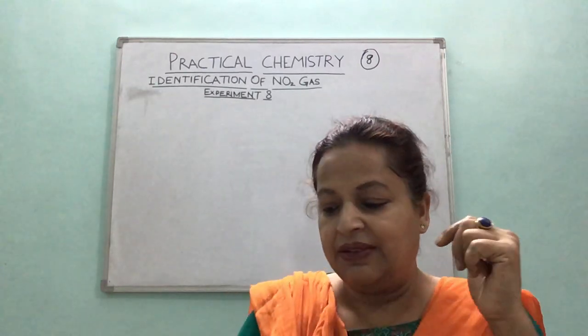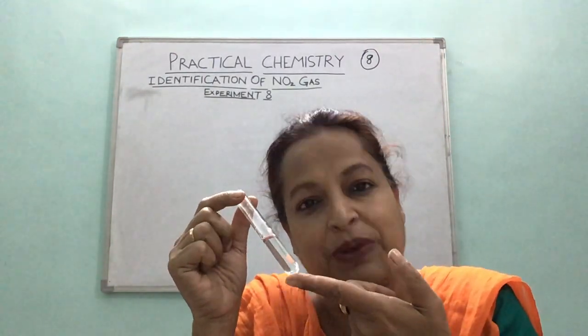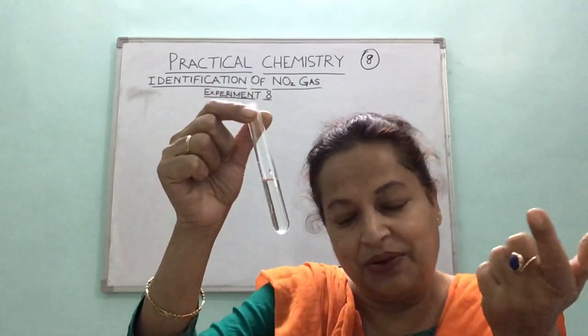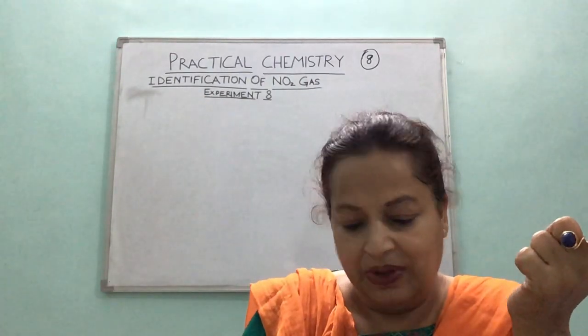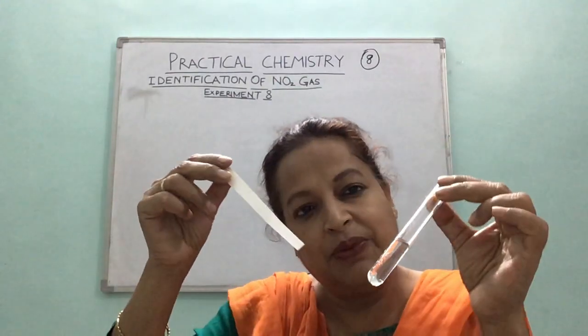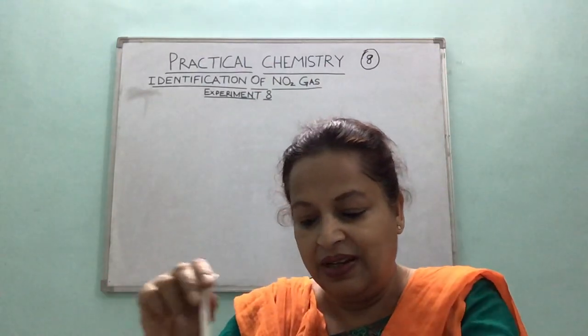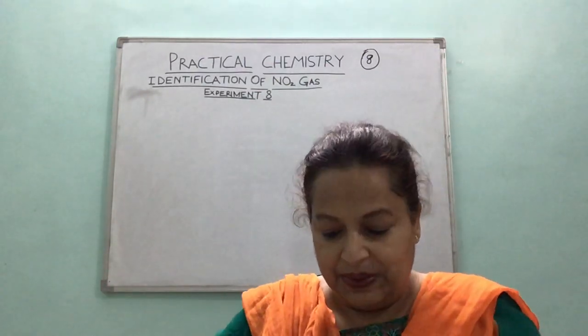For the confirmatory test we need potassium iodide solution. So this is potassium iodide solution which is out here. When I dip filter paper in potassium iodide solution, we get potassium iodide paper. So this is what we need for the experiment. So let's start.